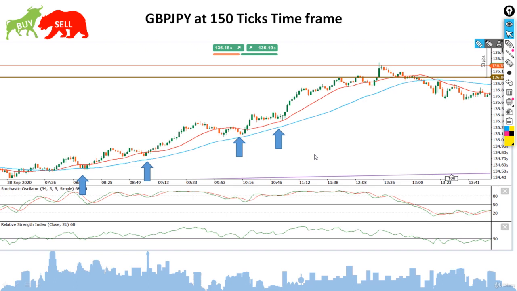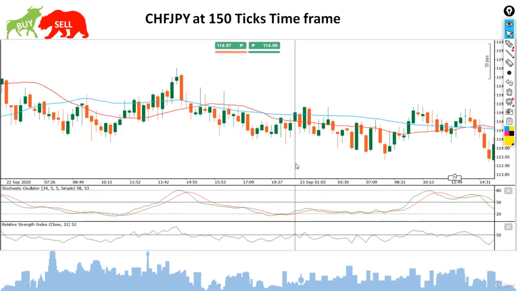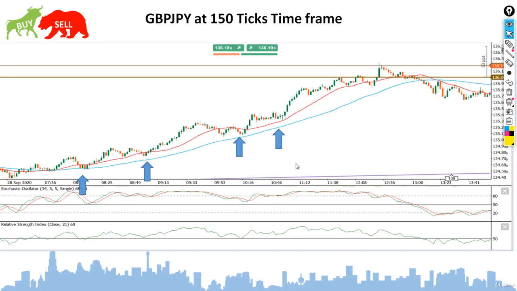So there is a big difference between this currency pair and this currency pair, CHF JPY and GBP JPY. GBP JPY is a good currency pair to scalp. I will show you in the next chapters how to analyze the markets to get very amazing opportunities like this.